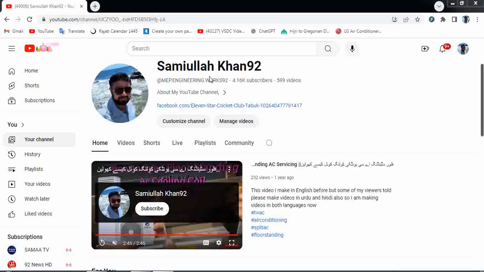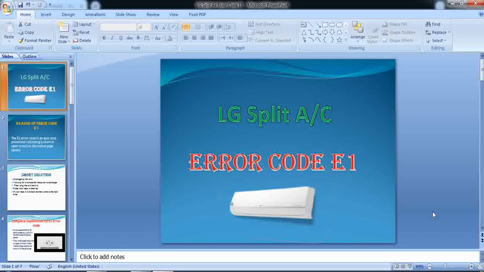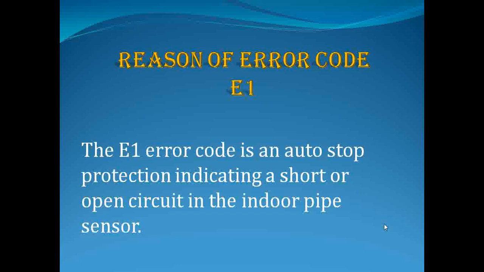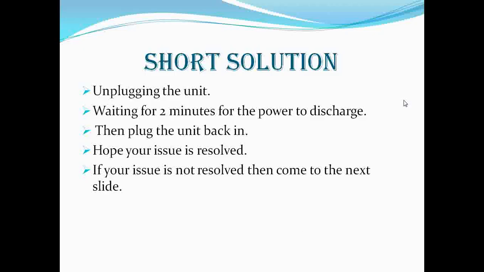So today our topic is about the E1 error code. So let's start our discussion about the E1 error code. This is our split AC LG error code E1. So the reason for error code E1: the E1 error code is an auto stop protection indicating a short or open circuit in the indoor pipe sensor. So it means maybe you got a short circuit in your sensor, or maybe it's a faulty sensor. So let's discuss further the solution for this one.